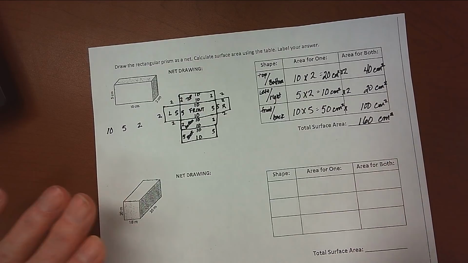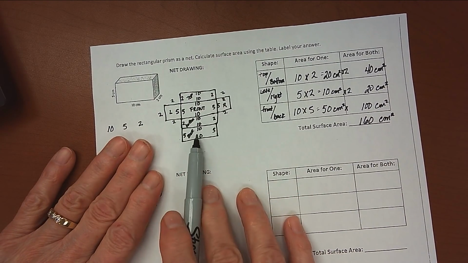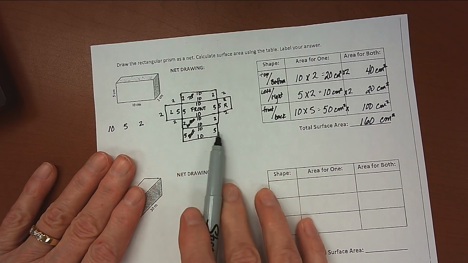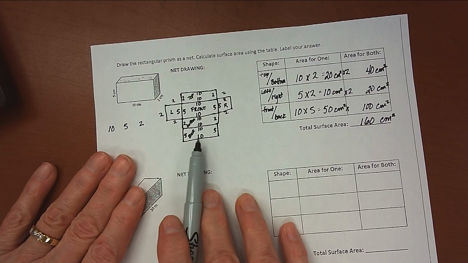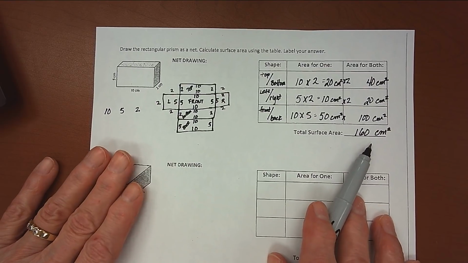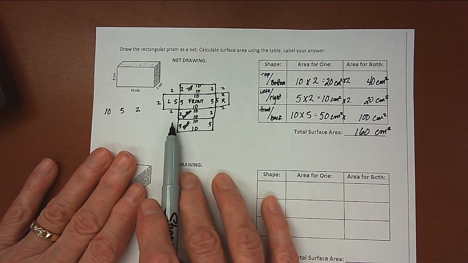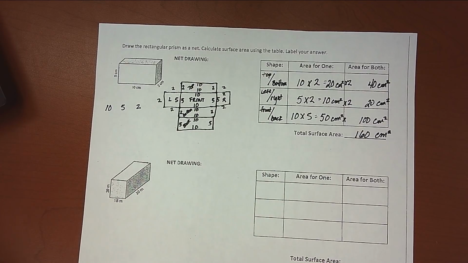So what we're saying is, if I wanted to paint this, cover all the surface with paint, or if I wanted to wrap this box because it was a present, I would need 160 square centimeters of wrapping paper or paint to put on this shape. That's surface area. All right, tune into the next video for problem number 2.